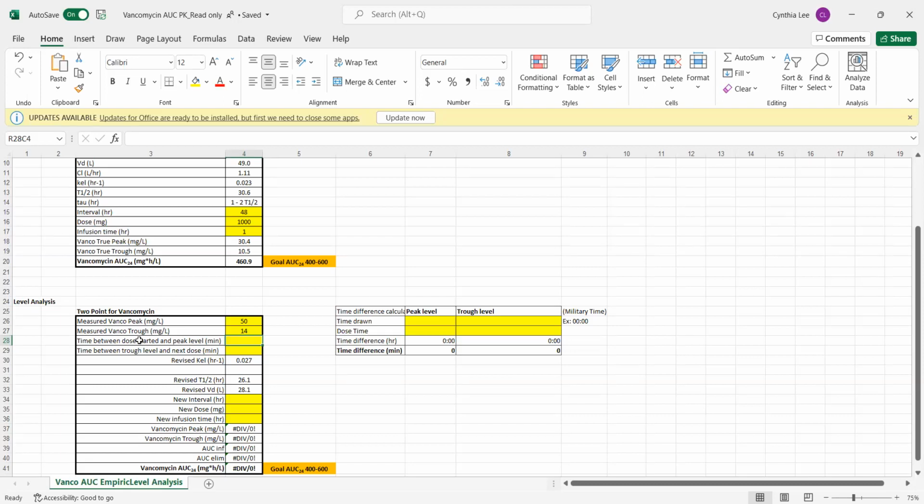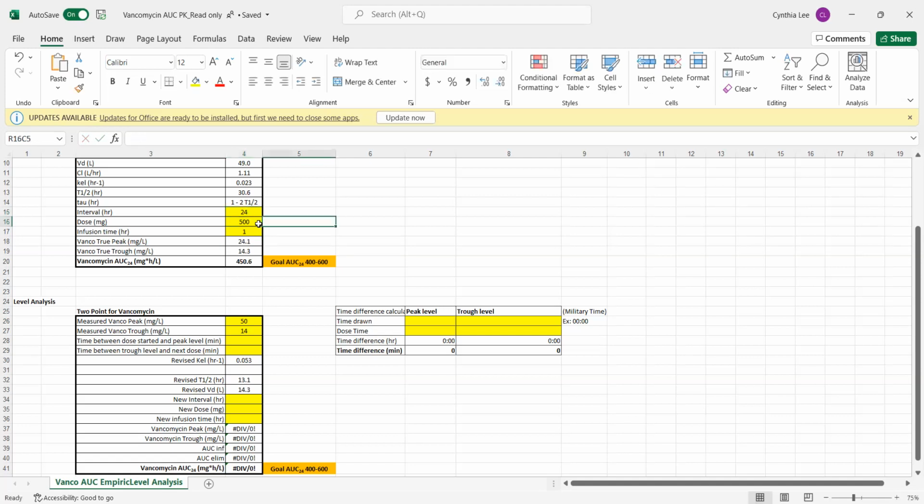And then this is asking for the time between the dose started and the peak level. So typically, as I mentioned, you wait 2 hours after the end of the infusion before you get the levels, plus the infusion time. So for example, we did, let's say 500, right? Let's make it simple. 500 and then 24.